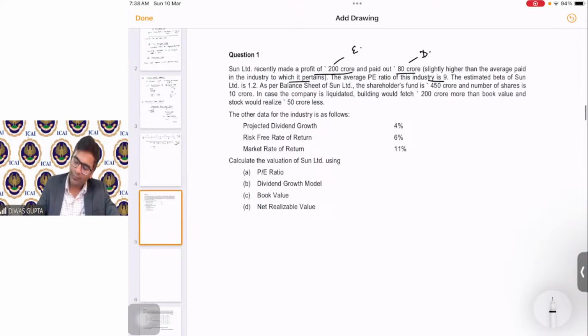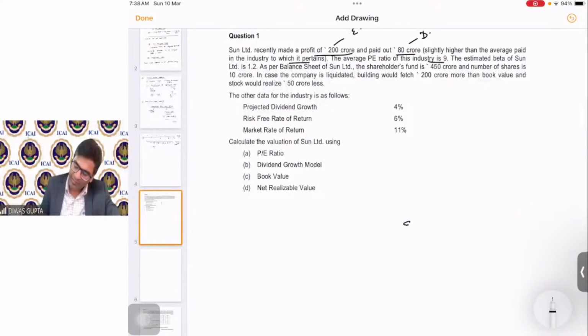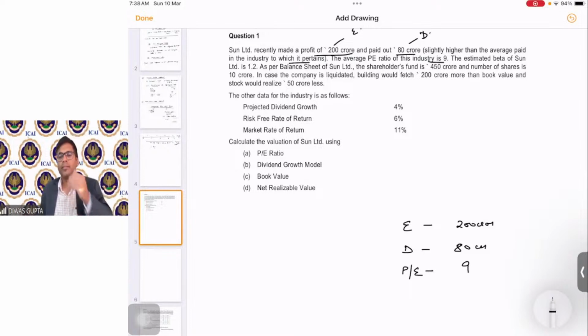Students, I have a question. Till now, we have been given earnings. We have been given dividend. We have been given PE ratio 9. So can I apply the PE ratio on dividend to arrive at the value? Come on, students, tell me. Till now, either yes or no, you need to tell us whether I can apply PE ratio on dividend to arrive at the value. 9 into 80, can I do that? Yes or no?